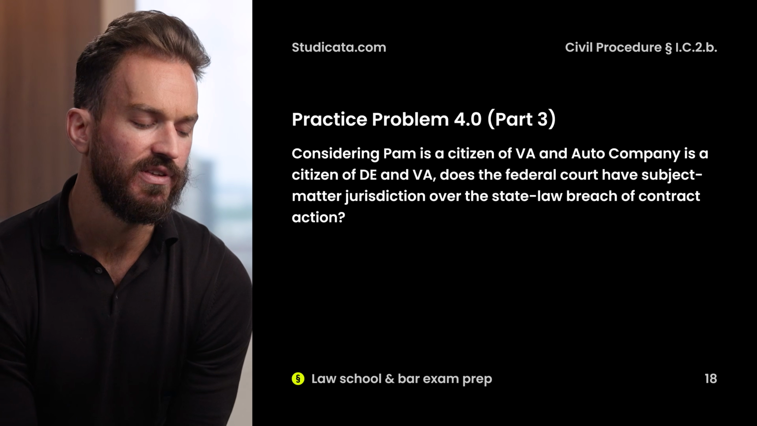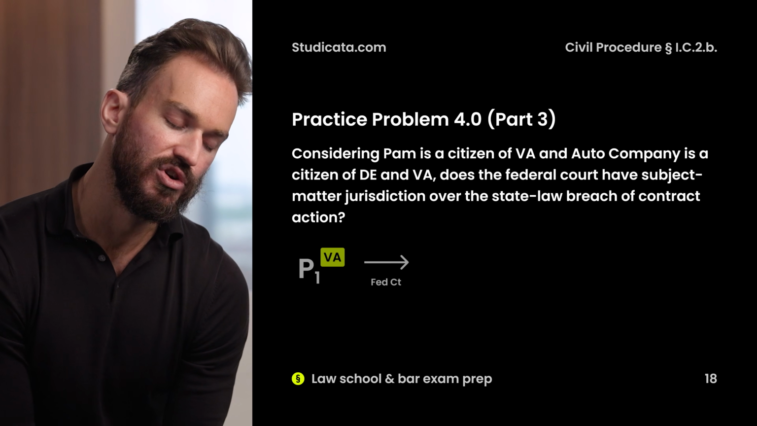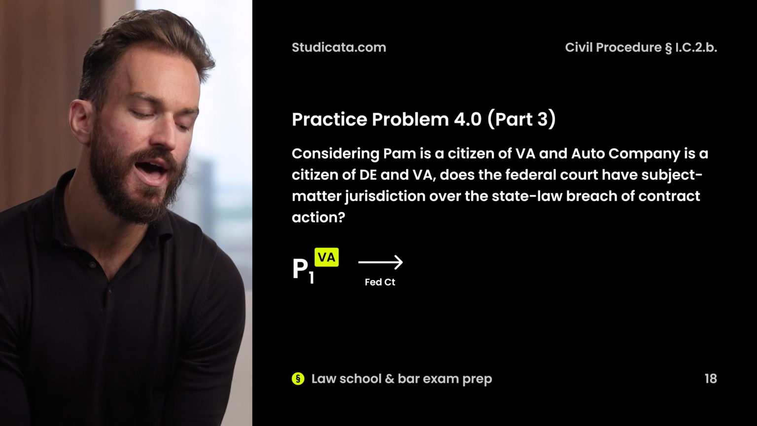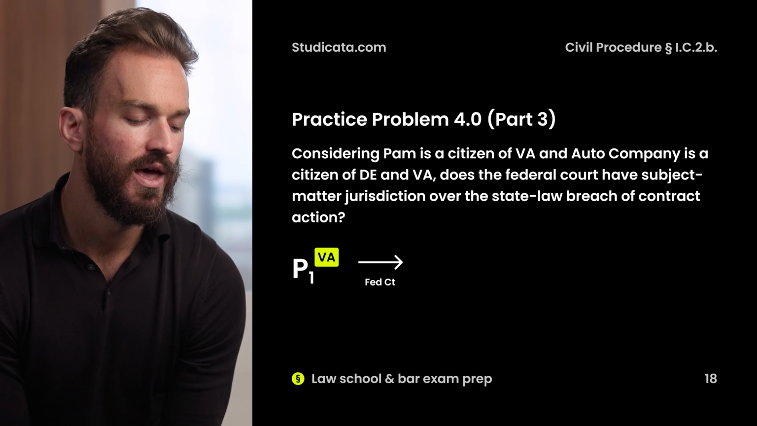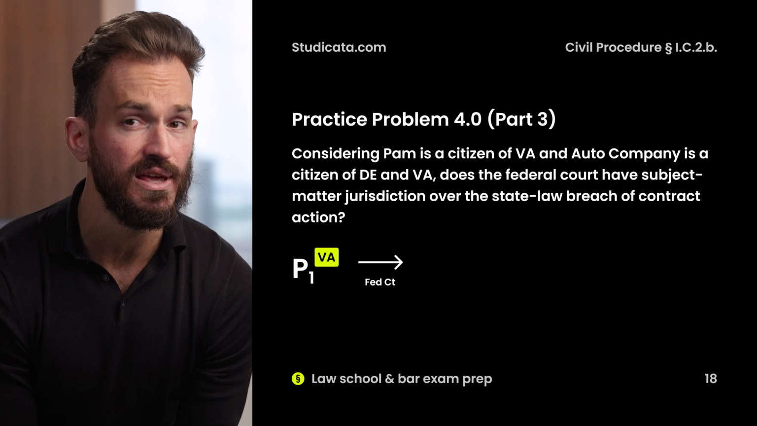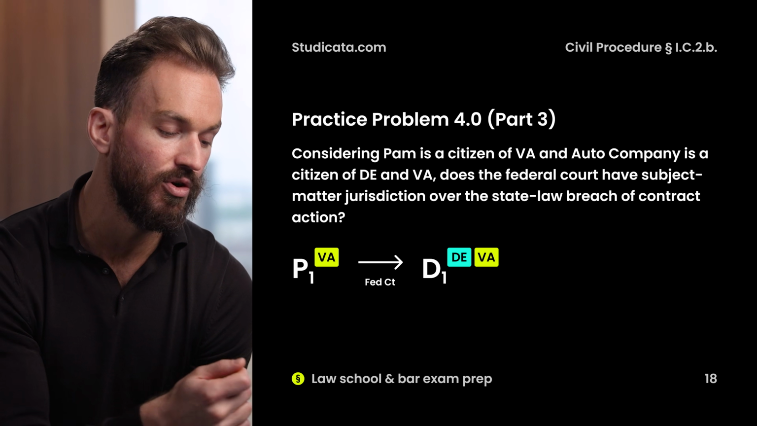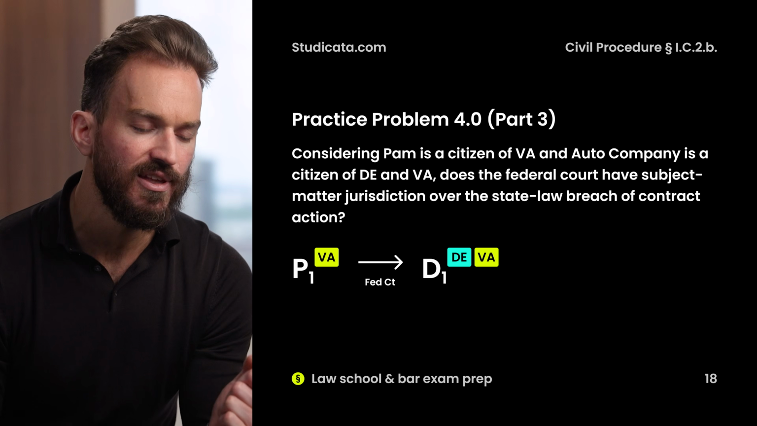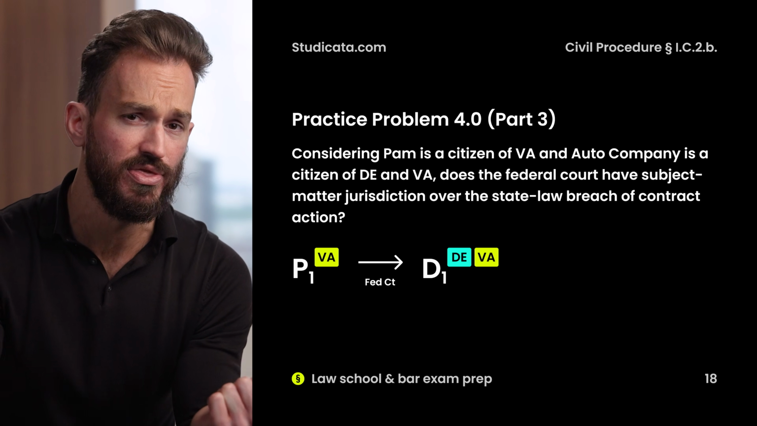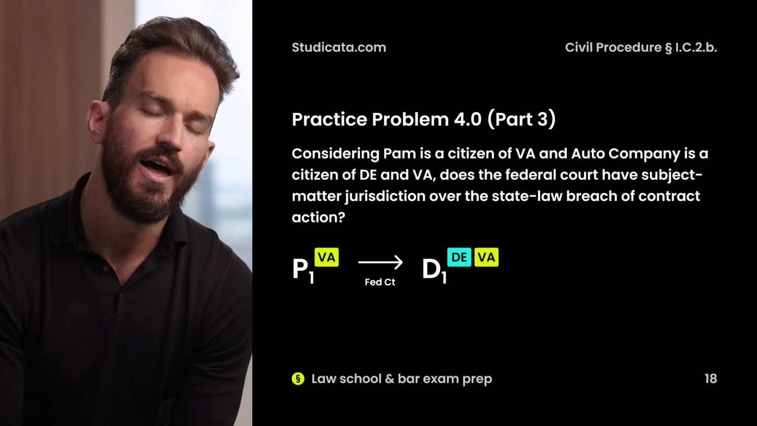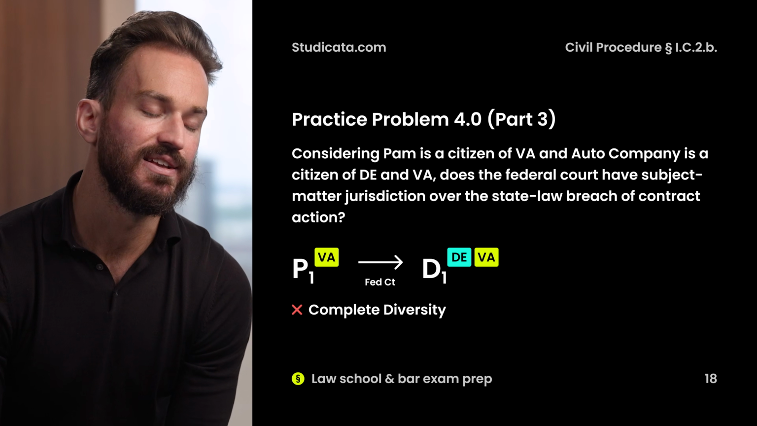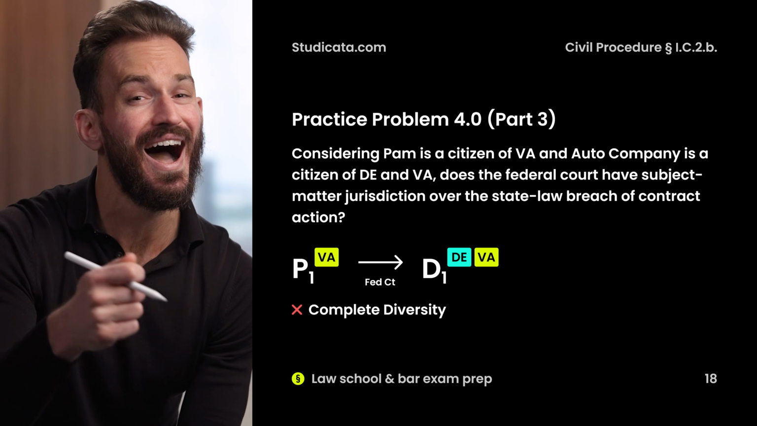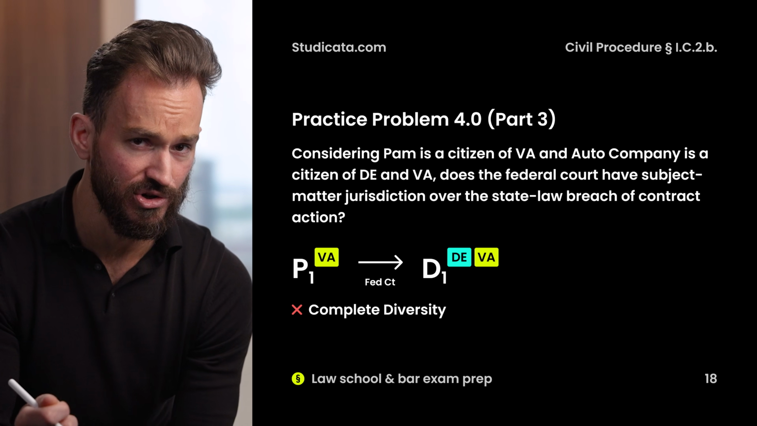So plaintiff here is a citizen of Virginia. Our plaintiff Pam is a citizen of Virginia. And our defendant auto company is a dual citizen in Delaware and Virginia. Okay, so we have a plaintiff that shares citizenship with a defendant in Virginia. Complete diversity does not exist. So the federal court cannot have diversity jurisdiction over the case.